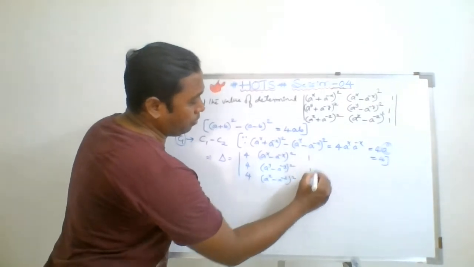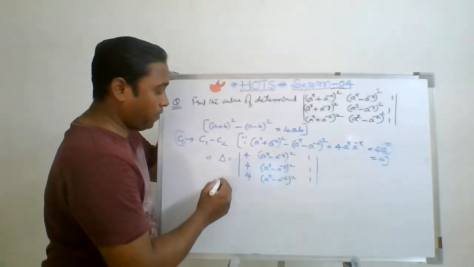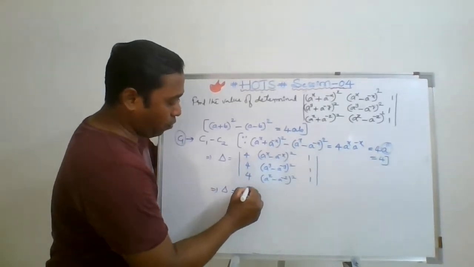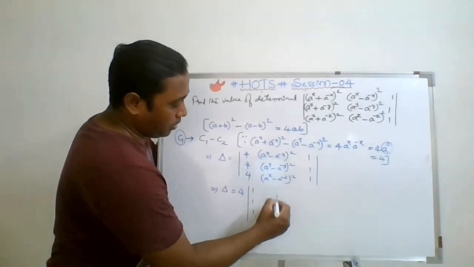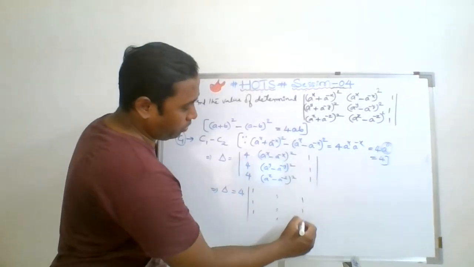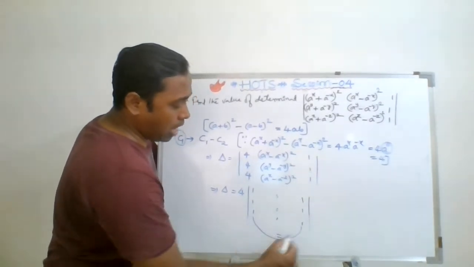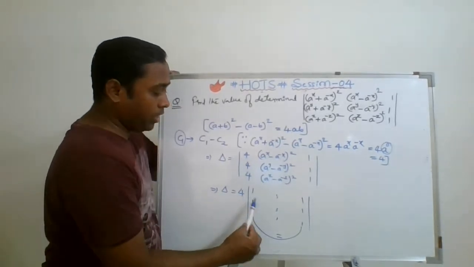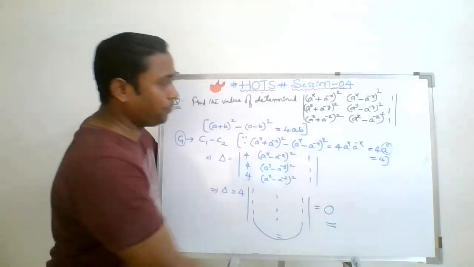And here 1, 1, 1. Now you can simply say I can take 4 as a common factor. So ultimately, if I take 4 as a common factor from C1, then 1, 1, 1 will remain the same and this will be 1, 1. I can say column 1 and column 3 are identical, hence the determinant value is 0, then 4 into 0 will be 0, the final answer is 0.